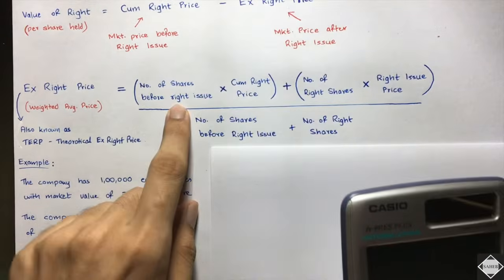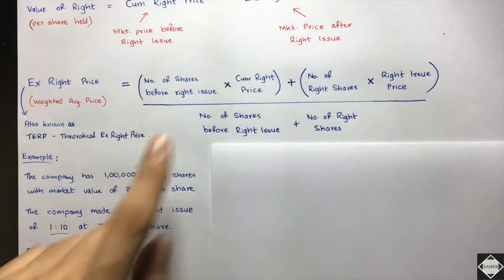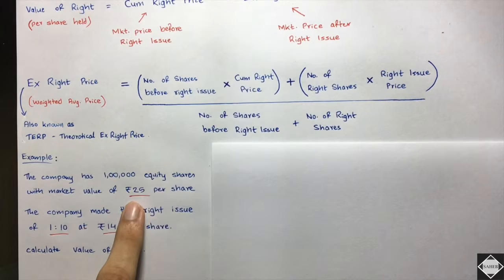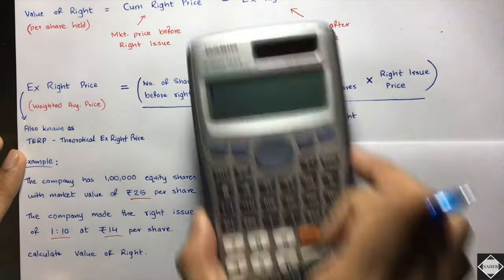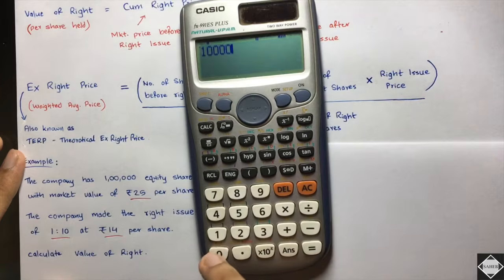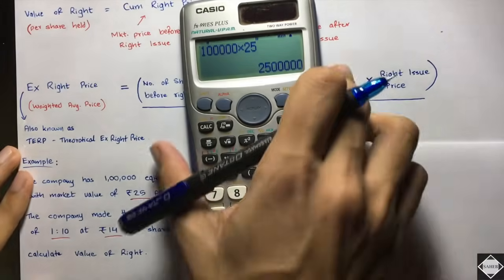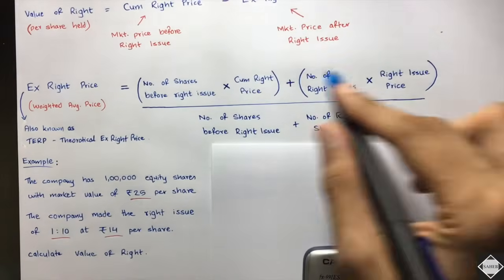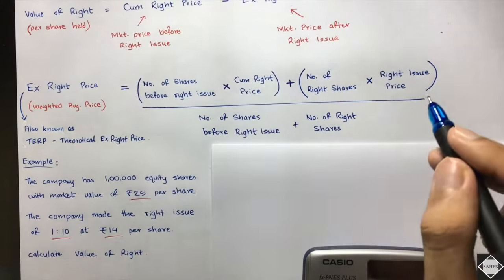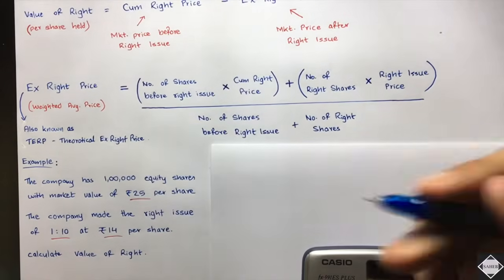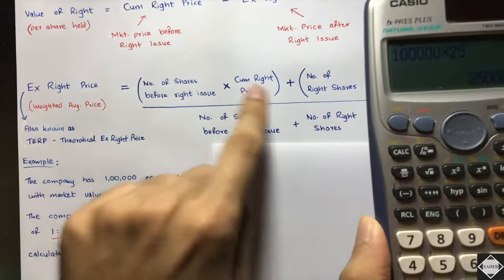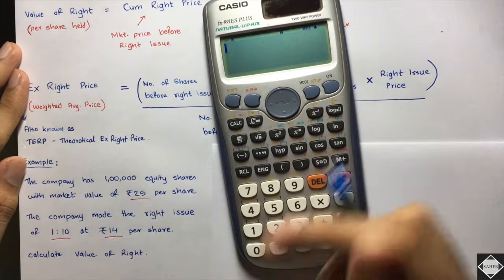Number of shares before the right issue, 1 lakh, into cum right price, 25. So this will become how much? 1 lakh into 25. It will become 25 lakh. You all know. Plus cash flow generated from right issue. So what happens over here? How many right shares will be there?